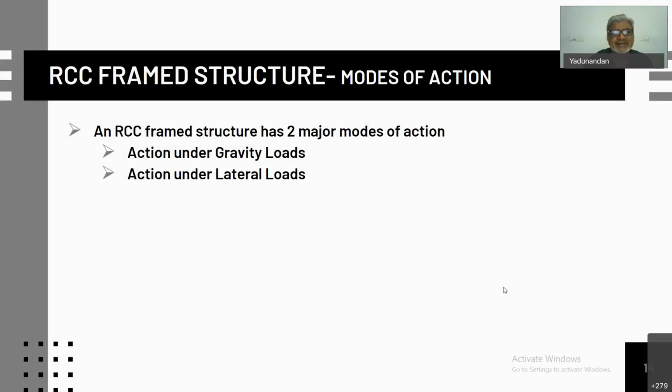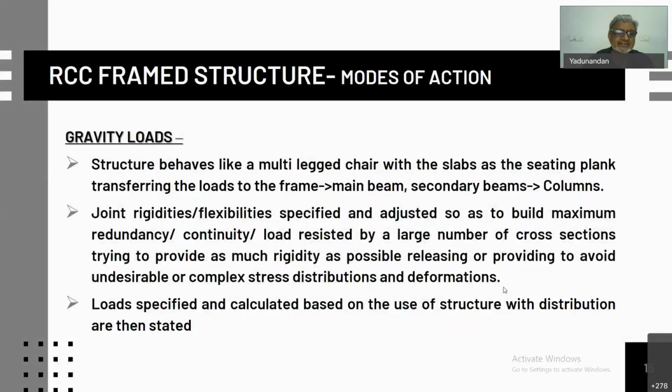Before going on, we consider explaining the behavior of an R.C.C framed structure. An R.C.C framed structure's modes of action are basically explained under two major modes: action under gravity loads and action under lateral loads. The structure behaves like a multi-legged chair with the slabs as the seating planks, transferring the loads to the frame: the main beam, the secondary beam, and the columns.